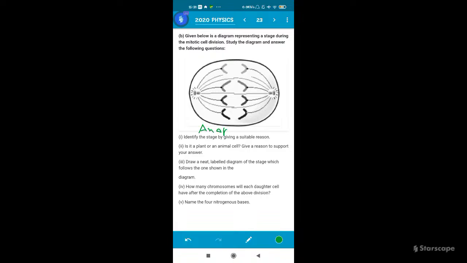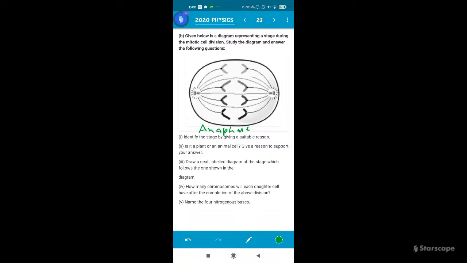Don't write late anaphase, please. Late and early are just used for denoting the stage of that particular process, but we are just going to write anaphase. So what is the reason? Like I told you, we see that the sister chromatids are being pulled apart to the two opposite poles, therefore this is anaphase. Okay. Now your next question is, is it a plant or an animal cell?